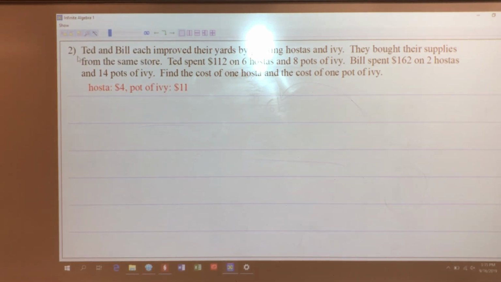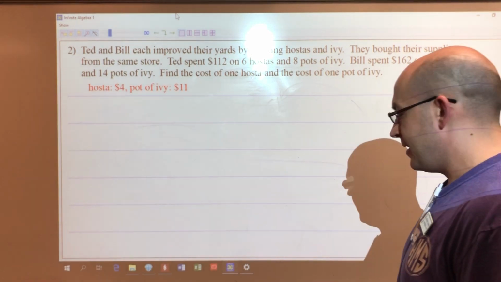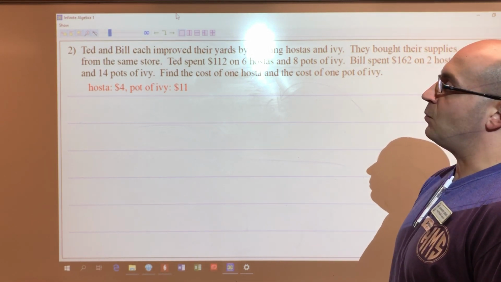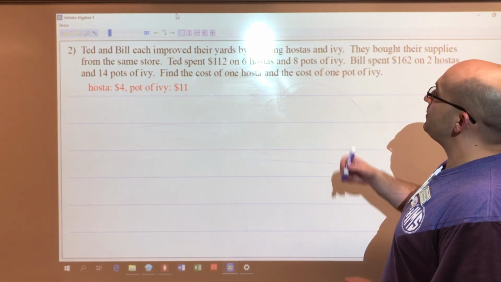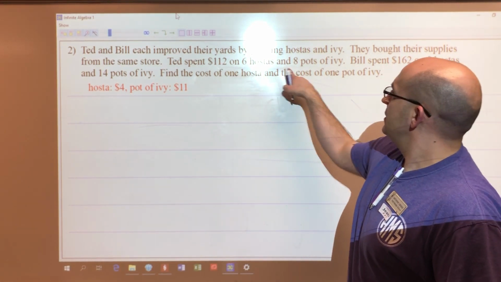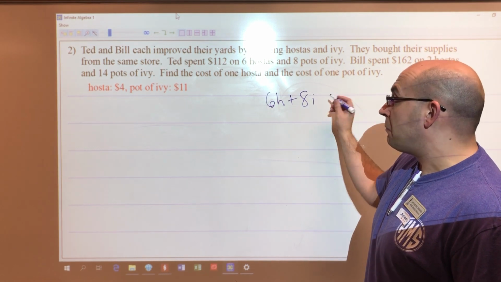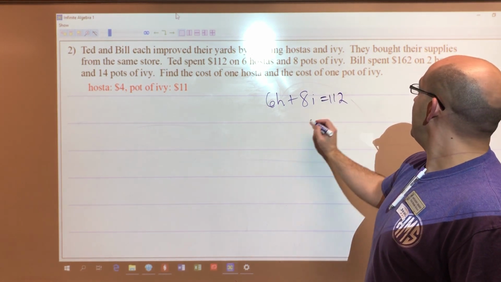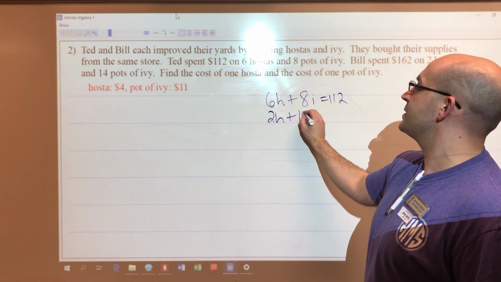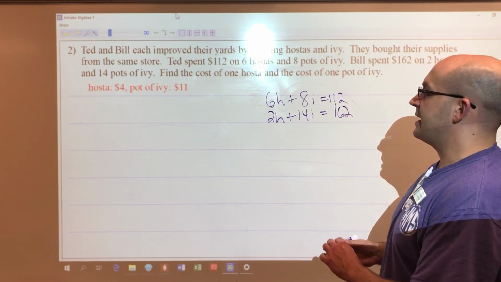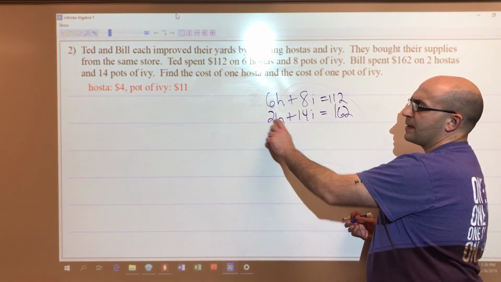All right, hopefully you had a chance to pause me. They're talking about hostas and pots of ivy. I don't know what either of those things are. Probably flowers. So each hosta is $4 and one pot of ivy is 11. The setup here is 6H plus 8I equals 112, and 2H plus 14I equals 162. Okay? And again, kind of like the last problem, multiply the bottom equation by -3.